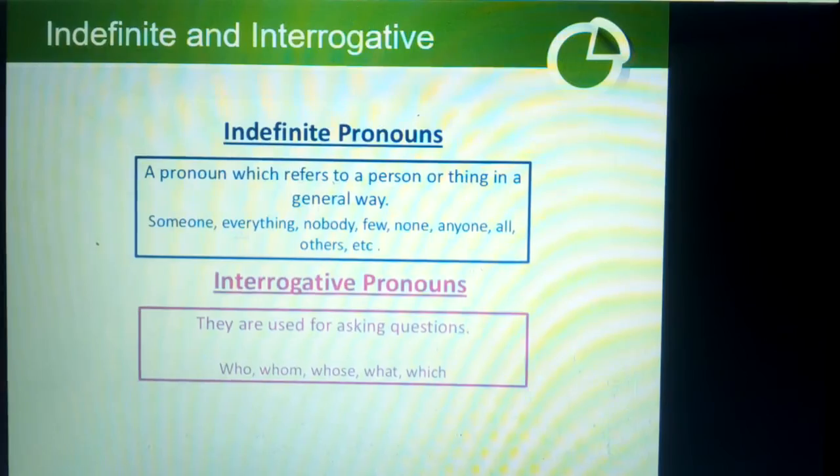The other one is interrogative pronouns. They are used for asking questions. For example, we use the WH questions and we use these pronouns in those types of questions. For example, who, whom, whose, what, and which. These are the examples of interrogative pronouns.